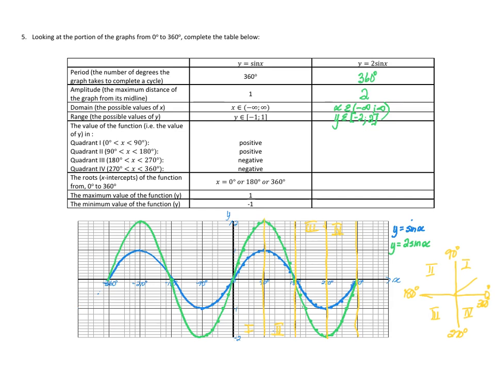The function y equal to 2 sine x is positive. If you look, the y values here are positive. So it's positive in the first quadrant and positive in the second quadrant. Then it crosses the x-axis, and now the y values are negative, negative in the third quadrant and negative in the fourth quadrant. So these are the same: positive, positive, negative, negative.